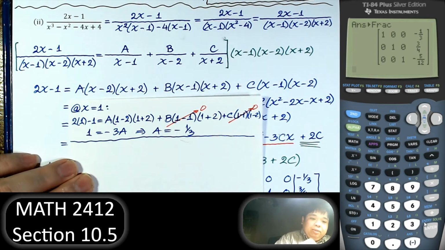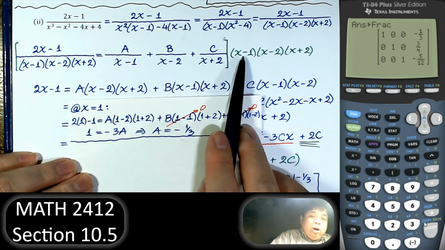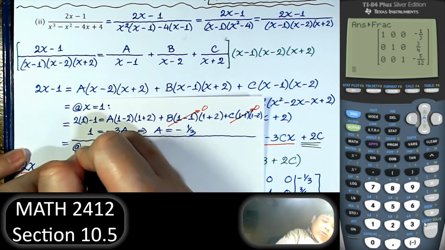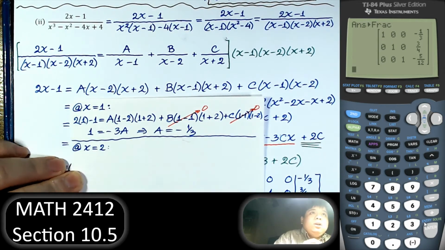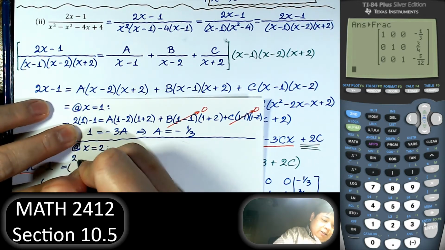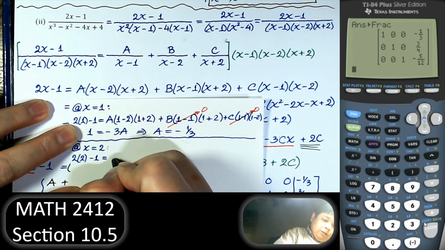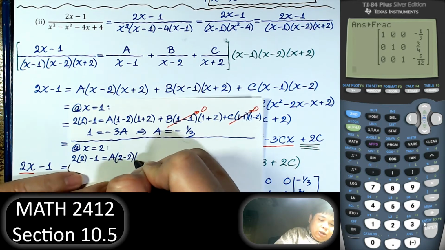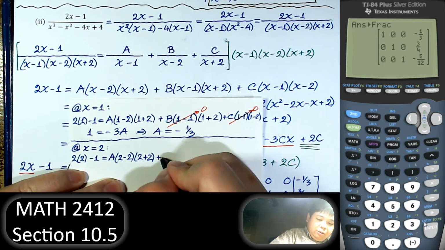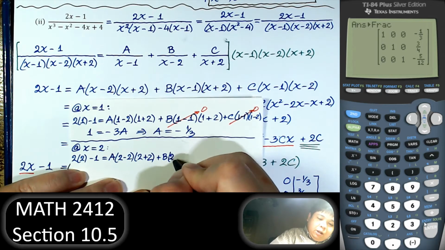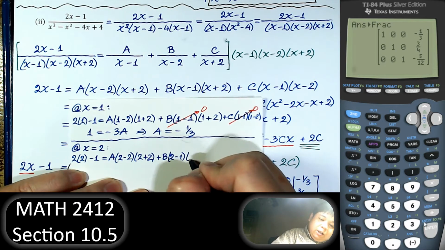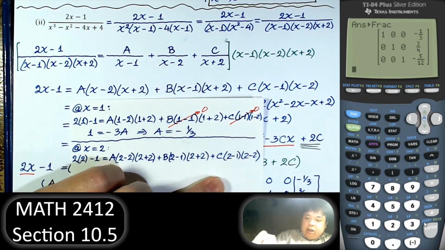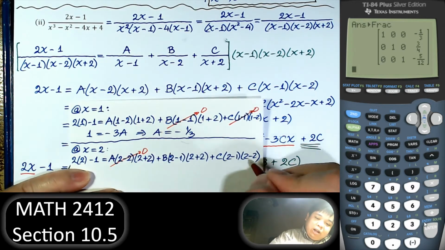So that's the first one. Usually when we have the common denominator, let each factor equal to 0. Now let x minus 2 equal to 0, so x equal to 2, and I'm going to put 2 in here. A times 2 minus 2, 2 plus 2. B times 2 minus 1, 2 plus 2, and C times 2 minus 1, 2 minus 2. Once again, we have a 2 minus 2 here, cancel out.